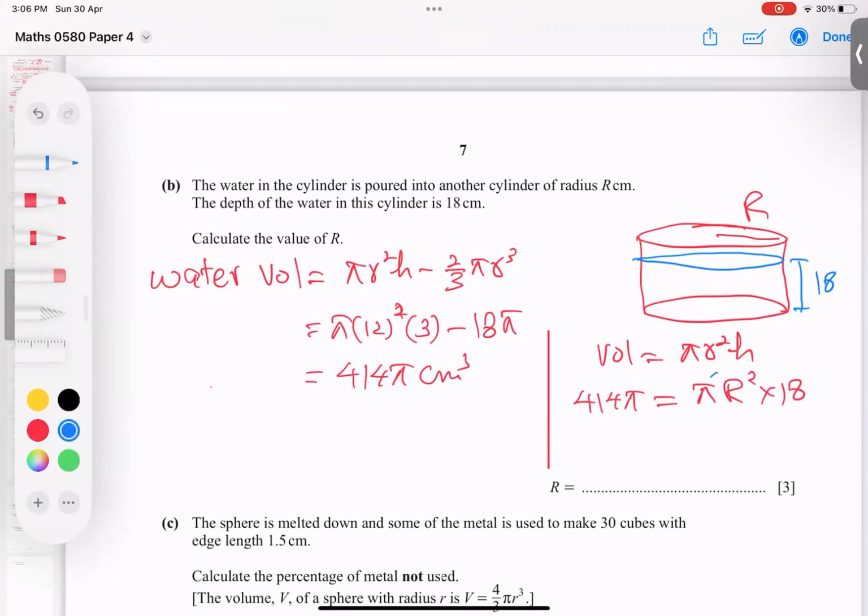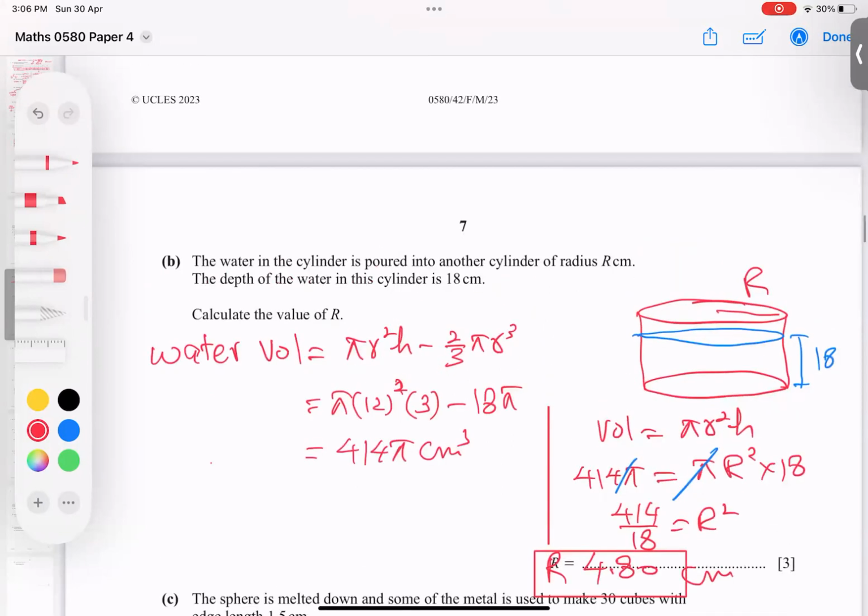Radius is unknown, height is 18. This pi and pi will cancel, 18 goes down, and take a root. So 414 over 18 equals r squared. Students, 414 divided by 18, take the root of this. The answer is coming, radius is 4.795, to 3 significant figures 4.80. So 4.80 centimeters is the radius. I hope the concept is very, very clear.